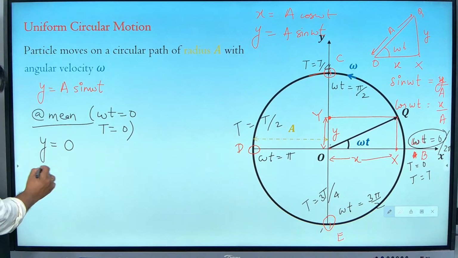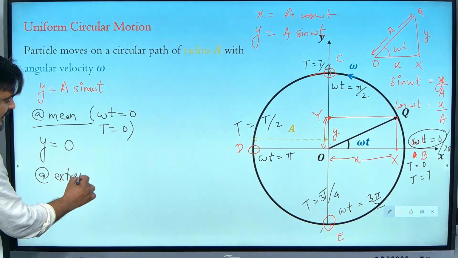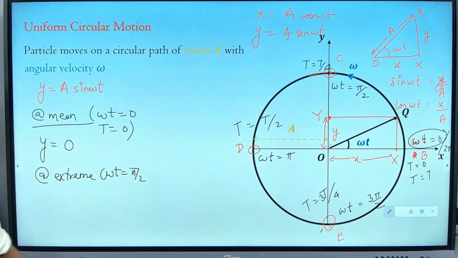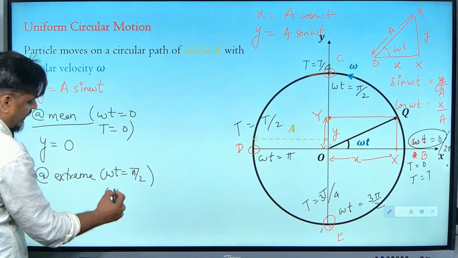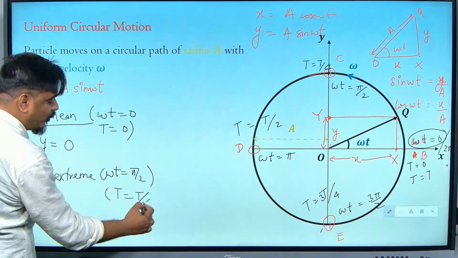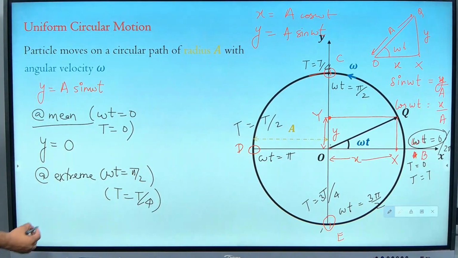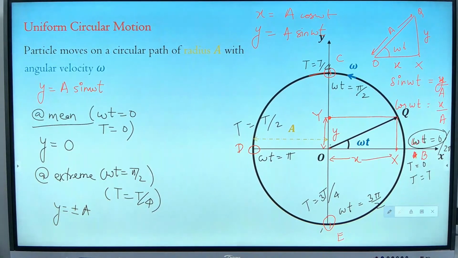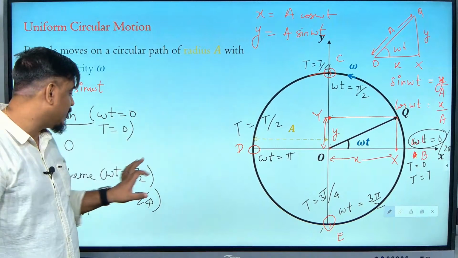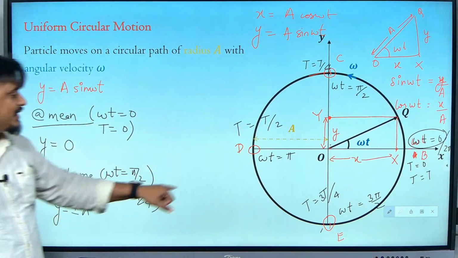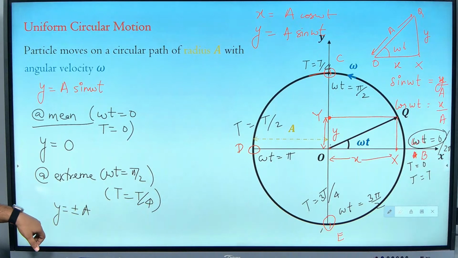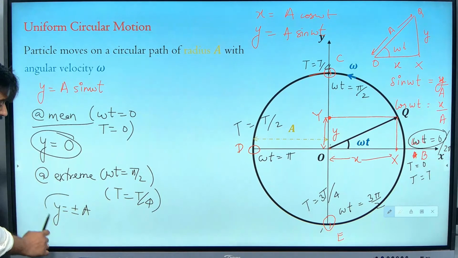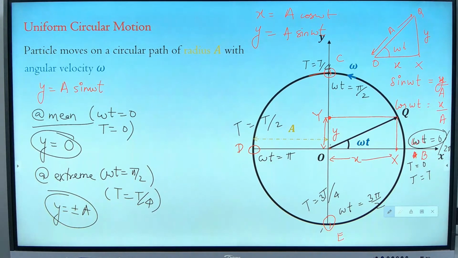Same way, at extreme, what is the meaning of extreme? Extreme is when omega t is 90 degrees, that is pi by 2, or you can also write 3 pi by 2, or I can write capital T as T by 4, or even 3T by 4. So what will be y? Y will become equal to plus or minus a. Do you agree? At omega t is pi by 2, it will be plus a. At omega t as 3 pi by 2, it will be minus a. So the displacement is 0 at the mean position. Displacement is plus or minus a at the extreme position. Is it clear to you?